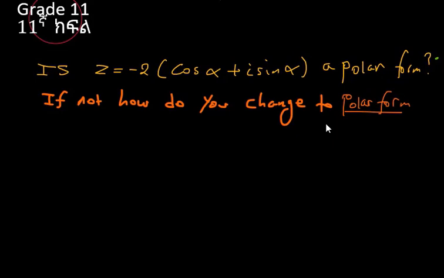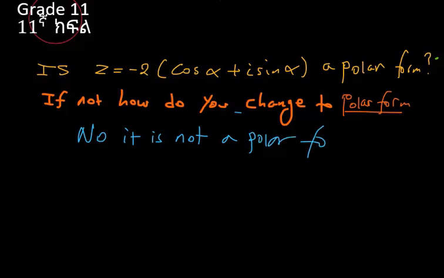Is z equals -2 times cosine of alpha plus i sine of alpha a polar form? If not, how do you change it to polar form? Pause the video and try. Okay, let's see. The answer is definitely no. It isn't. It is not a polar form.